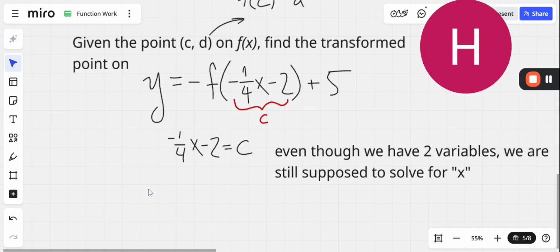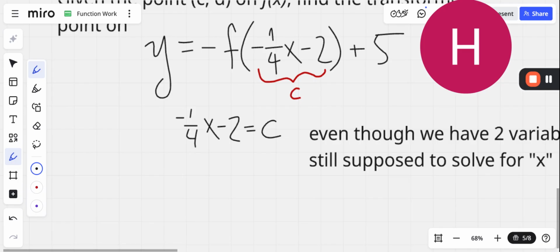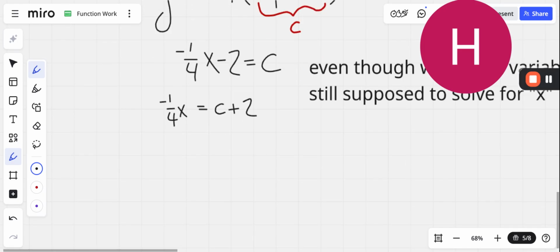We want to find the x value that's going to get us to the same spot as c. And we can do that carefully by adding 2 on both sides. Multiply both sides by 4, and we get negative 1x equals 4c plus 8. And since that's a negative, we just want x, not negative x. This is negative 4c minus 8.